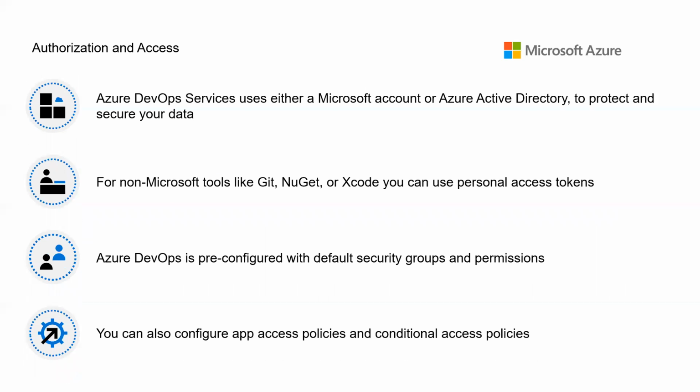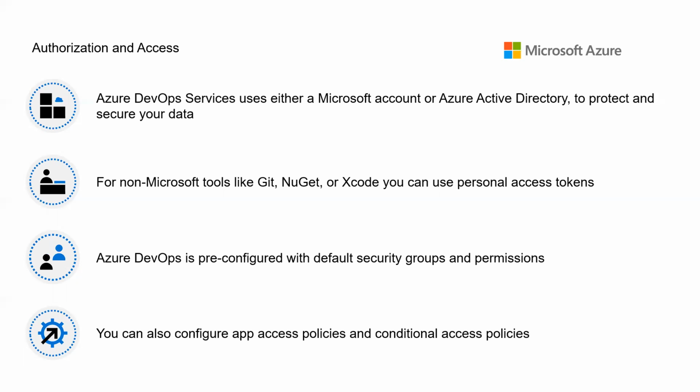Then when we talk about authorization and access, for this type of services we have a Microsoft account, or we can have Azure Active Directory to protect and secure the data. And for the non-Microsoft tools, Git, NuGet, and Xcode, we can use PAT. We have personal access tokens we can generate. We can set a time limit for them, after how much interval of time they are going to expire, so that nobody else can misuse it.